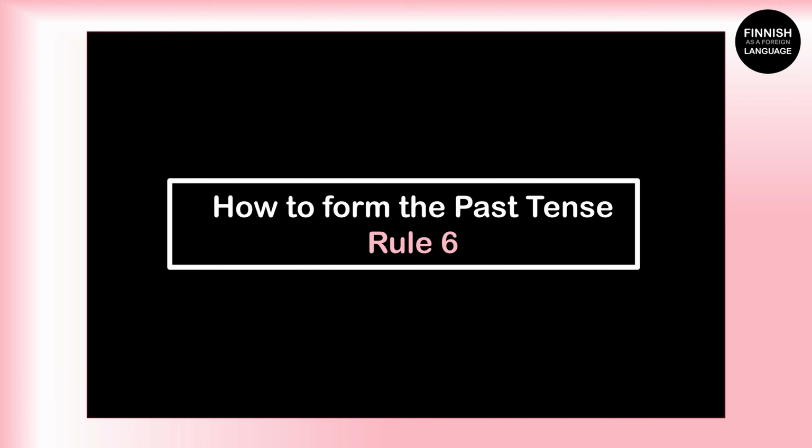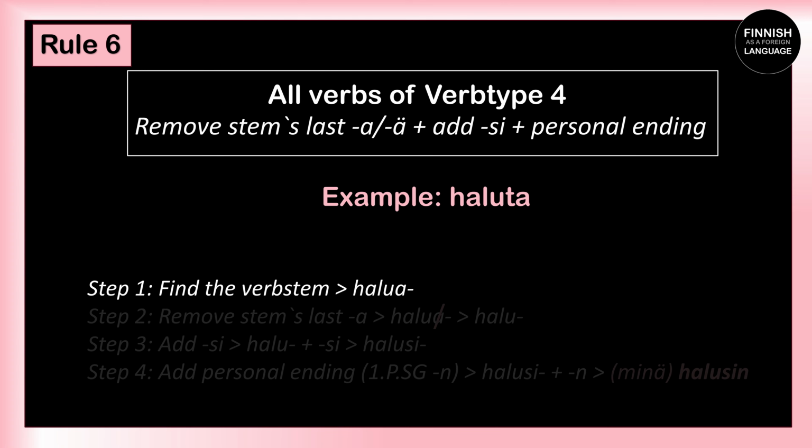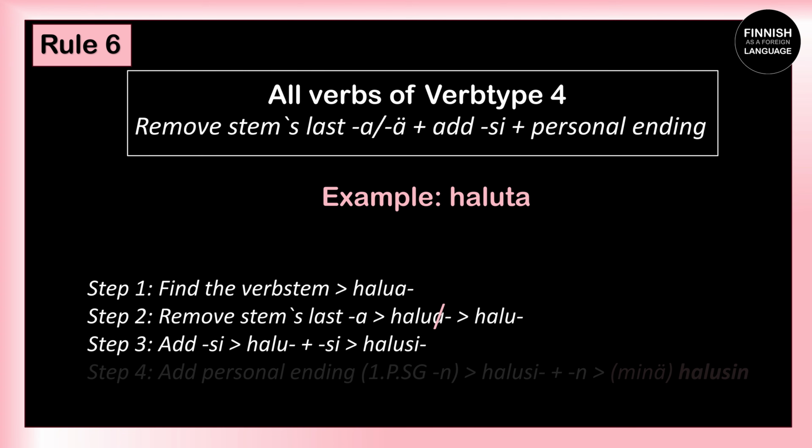This one is about all the verbs of verb type 4. Here we have to remove the stem's last a or ä, then we add si to it plus the personal ending. Let's see how it works with an example. Halota, which means to wish. The first step is again to find the verb stem, which is haloa. In the second step, we remove the stem's last a and we remain with halo. Then in the third step, we add si to it. So that means we have halo plus si is halosi.